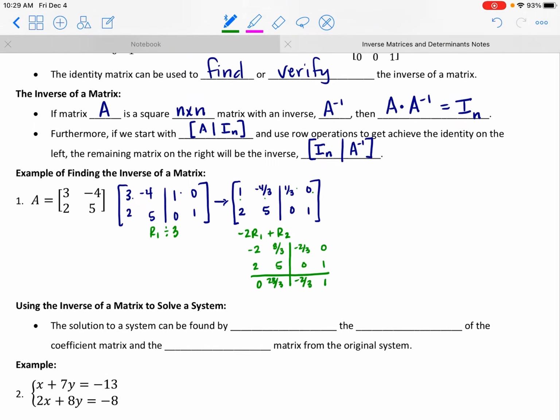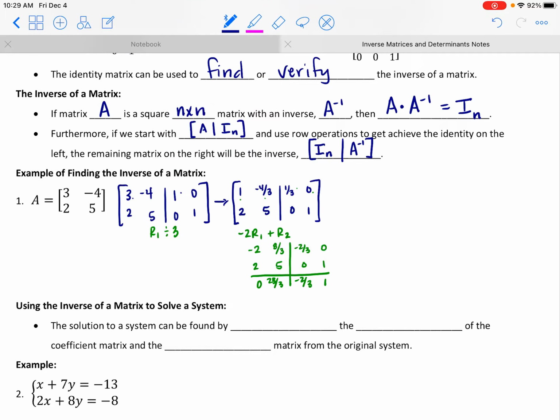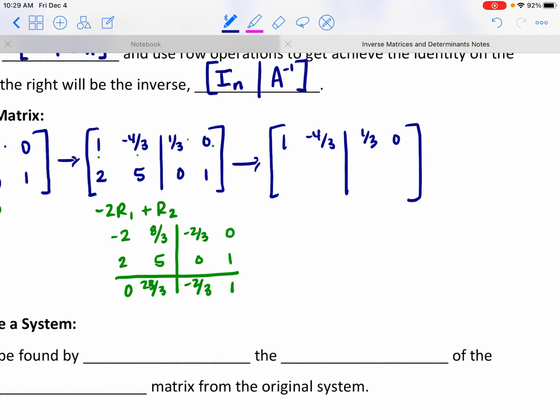So now I have here, I did not change row 1. 1, negative 4 thirds, 1 third, and 0 still intact. What I did was add a multiple of row 1 to row 2 in order to change row 2. So my new row 2 is 0, 23 thirds, negative 2 thirds, and 1.